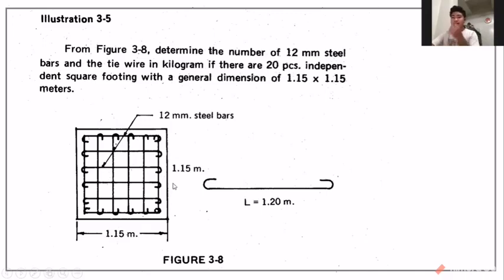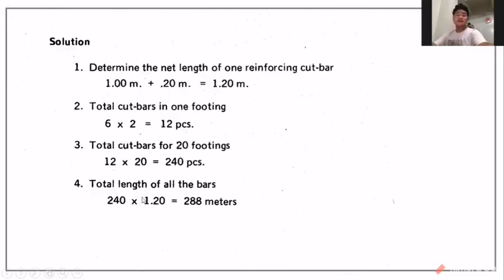1.15 by 1.15 meters. So this is our illustration, the figure 3 to 8. These are our steel bars, and this is the dimension of our footing. This is the net length of one reinforcing cut bar, which is 1.20 meters. So first step, determine the net length of one reinforcing cut bar. So we have 1 meter plus 0.20 meter is equal to 1.20 meters. So this is our net length of one reinforcing cut bar.